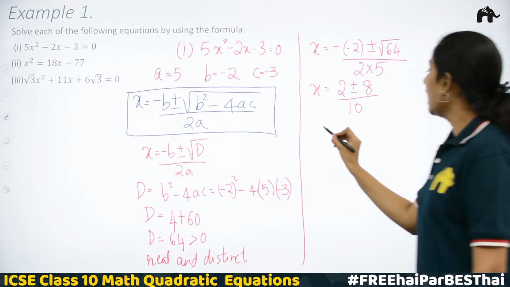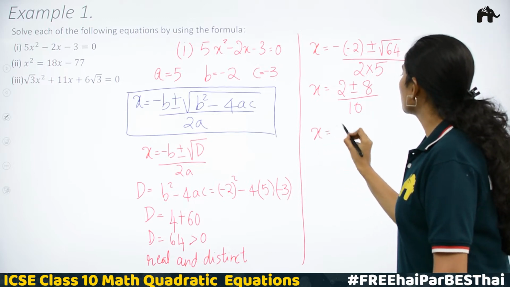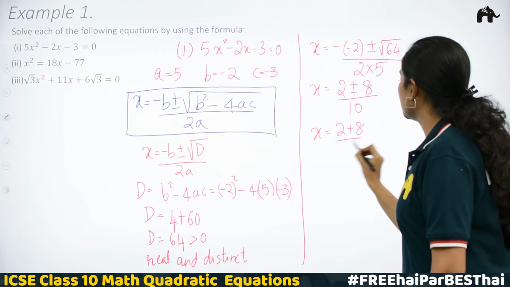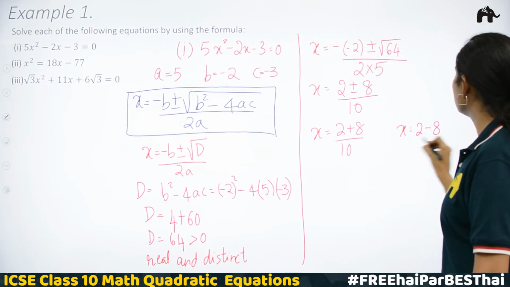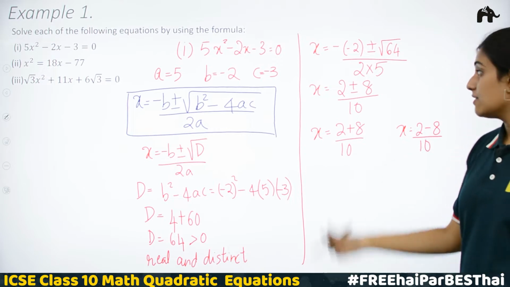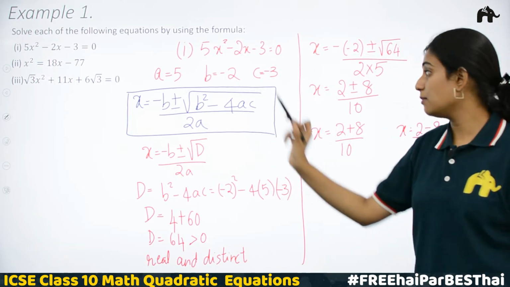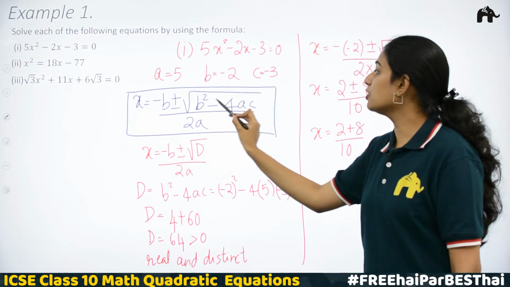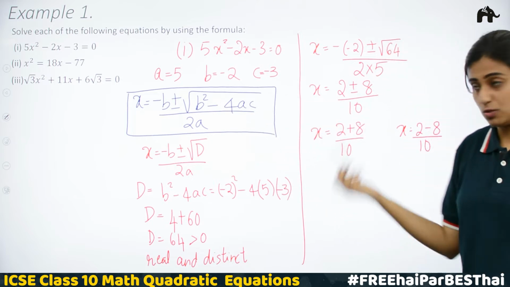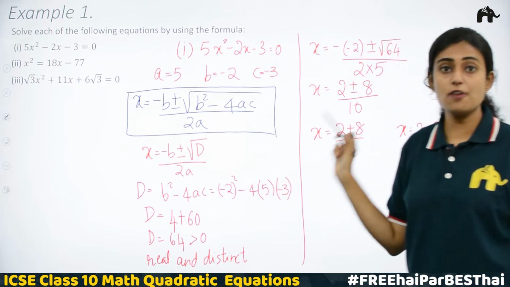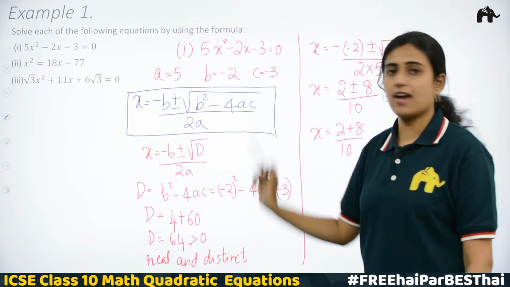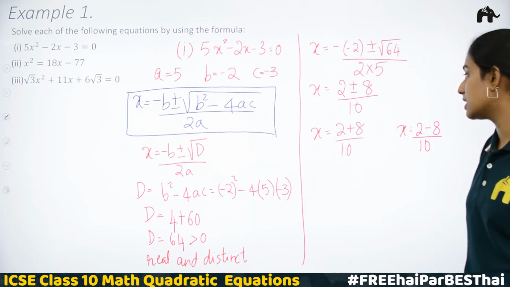That is x is equal to 2 plus 8 by 10, or x is equal to 2 minus 8 by 10. From the formula, the value of x can be minus b plus root of b square minus 4ac by 2a, and the next root is minus b minus root of b square minus 4ac divided by 2a. These are the two possible roots.